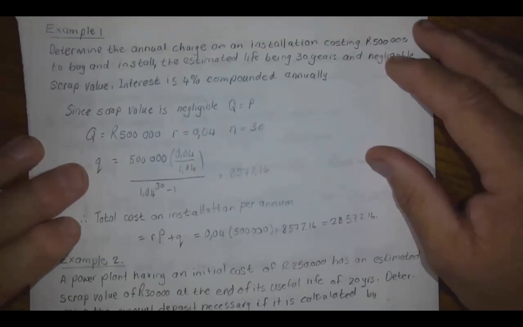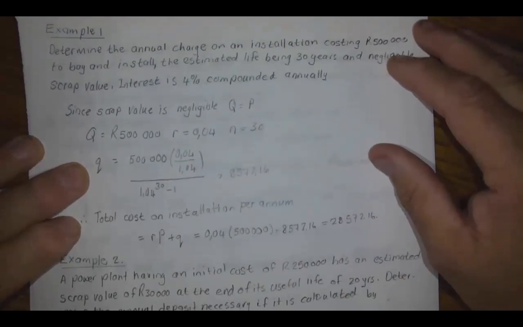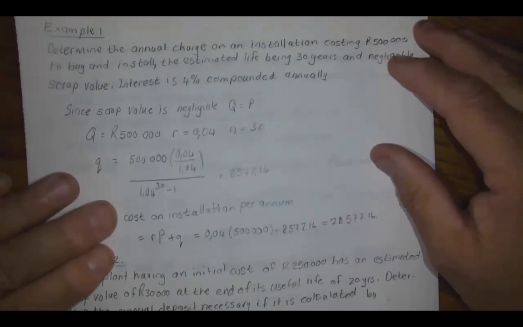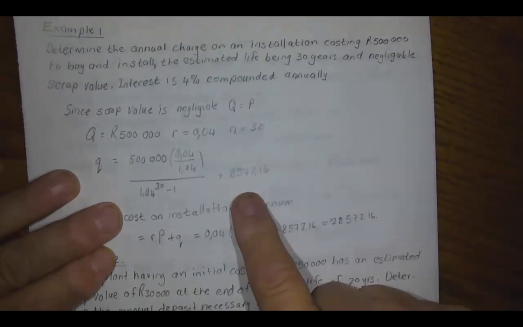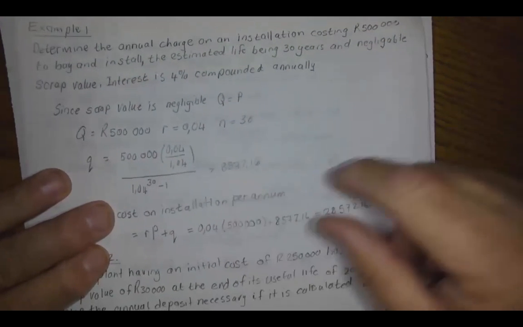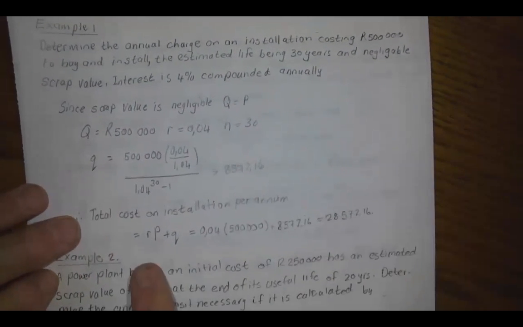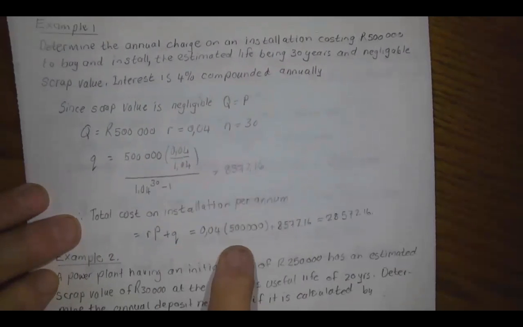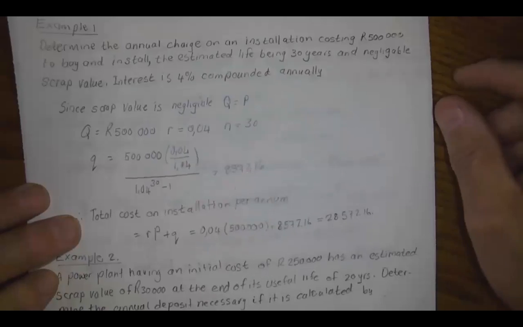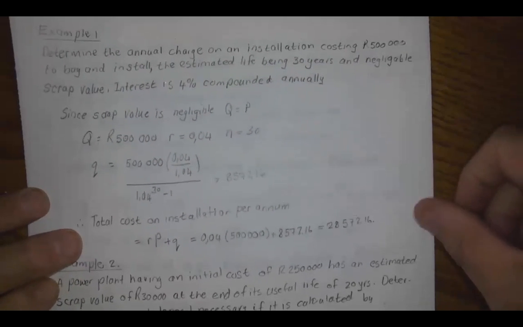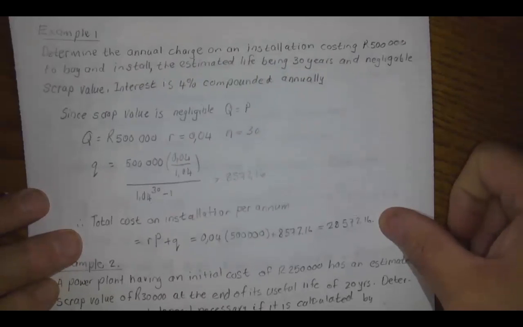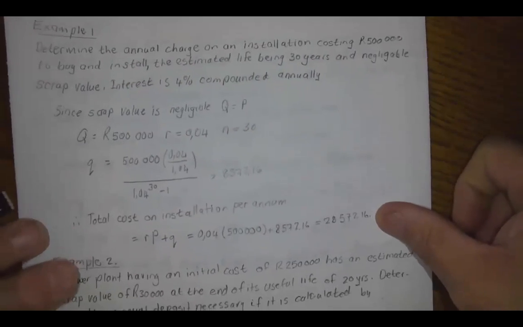So if we substitute it in there, q is then 500,000 times 0.04 divided by 1.04 to the power of 30 minus 1. That gives you 8,572 Rand and 60 cents. So the total cost on installation per annum will be rP plus q, which is 0.04 times 500,000 plus the interest and depreciation value. So that means we're going to pay 28,572 Rand per annum.